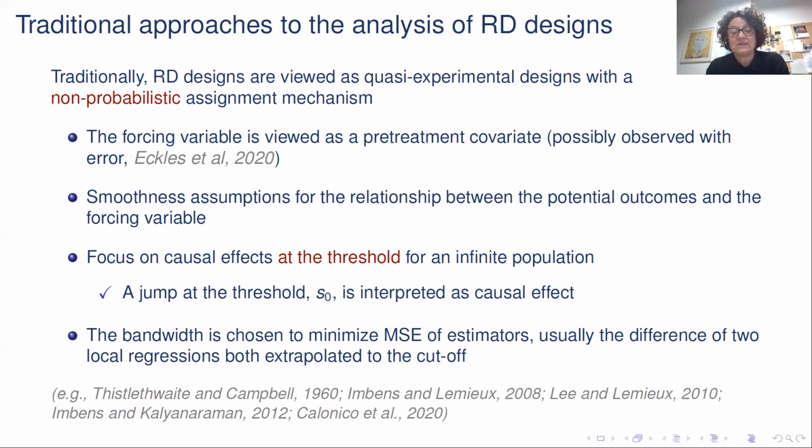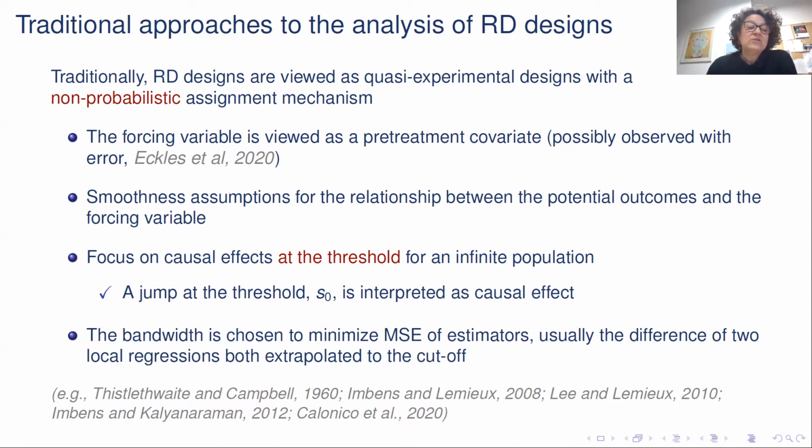So asymptotic results are used to assess the properties of the estimators of this causal effect at the threshold. So only for units with the value of the forcing variable, namely families with the value of per capita income in our example, exactly equal to 120 Brazilian real. And essentially, given these continuity or smoothness assumptions, a jump at the threshold of some features of the distribution of the potential outcomes is interpreted under these assumptions as a causal effect.